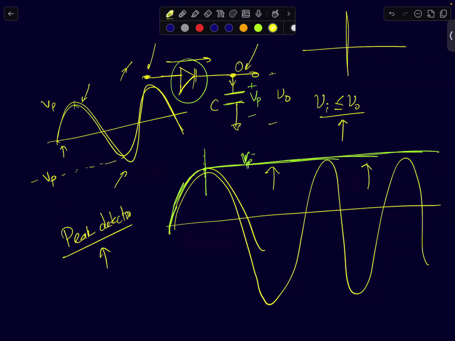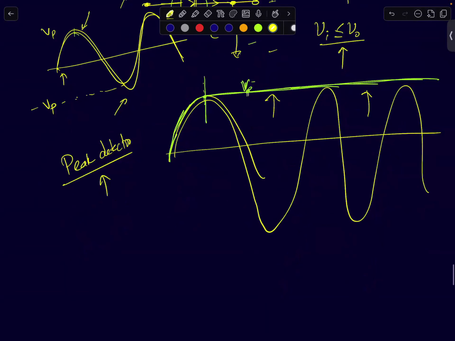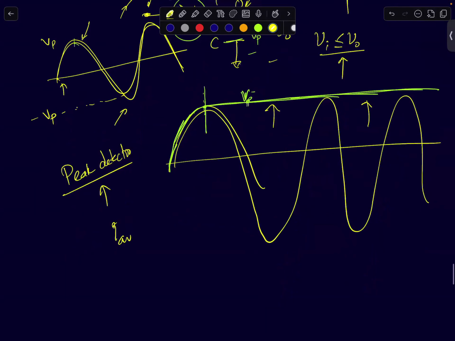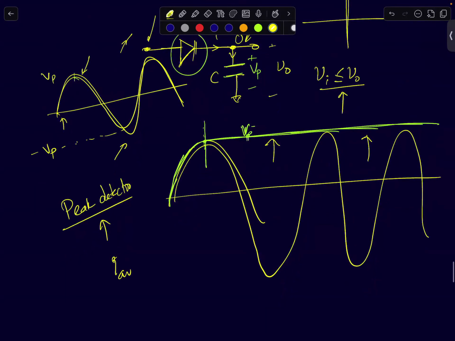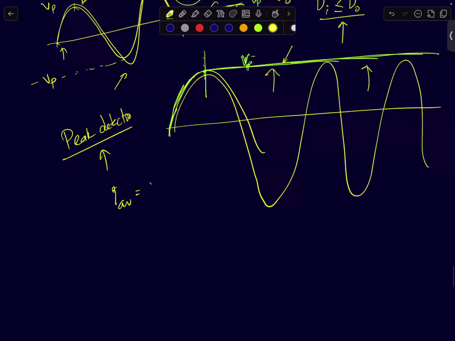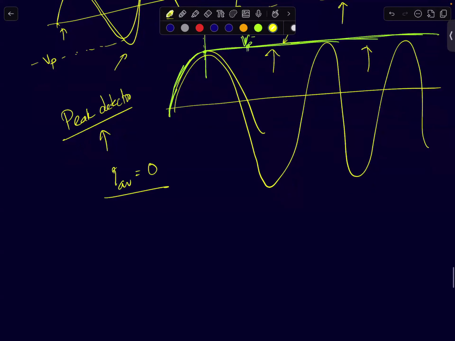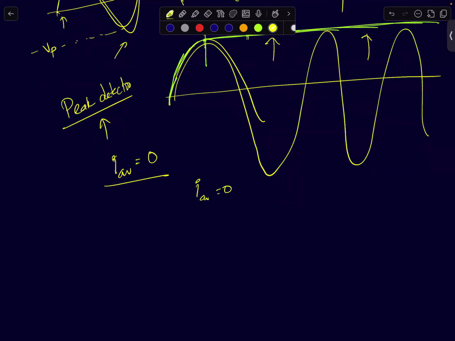So if I ask you, what is the average current flowing through the capacitor in the steady state? What will that be? If I ask you that question, what's your answer? Its voltage is fixed, which means charge is fixed. Average current usually means what? Rate of change of charge. Charge is not changing. So what should be your average current? Zero. Is that fine? So your average current is zero.